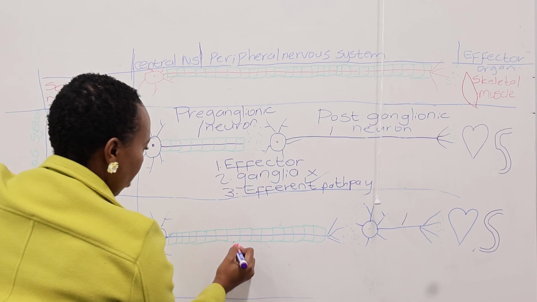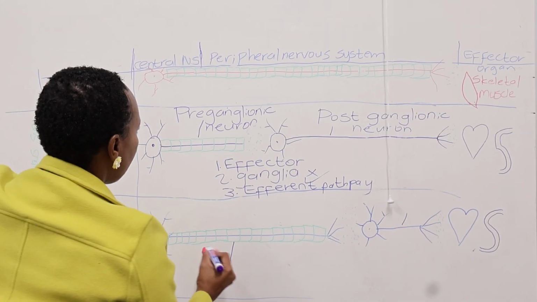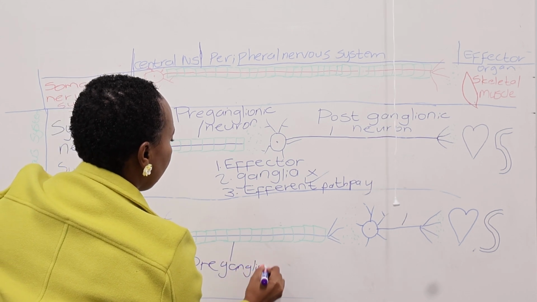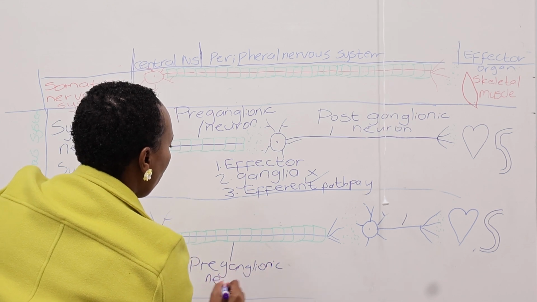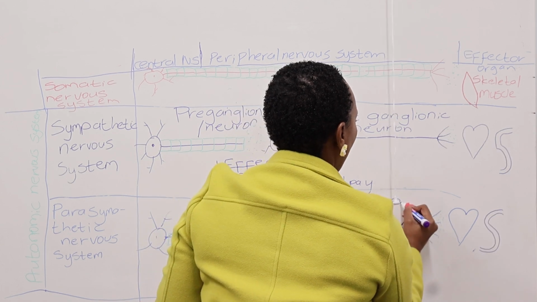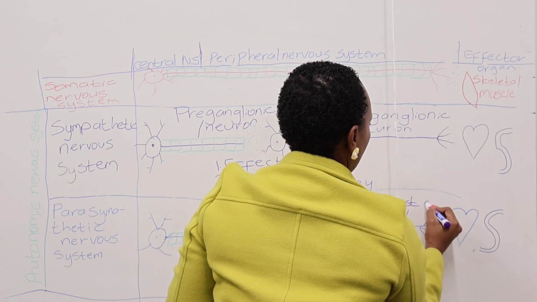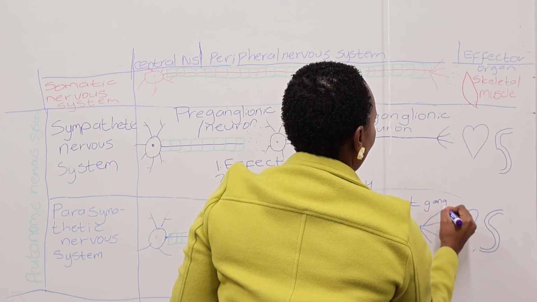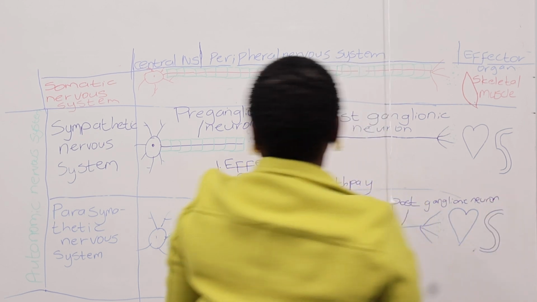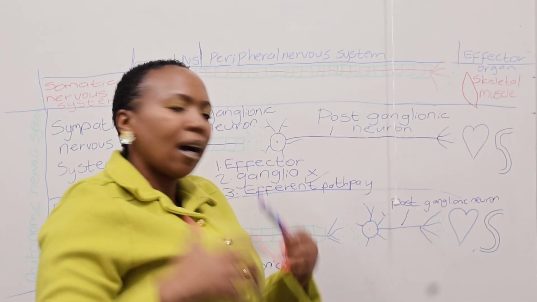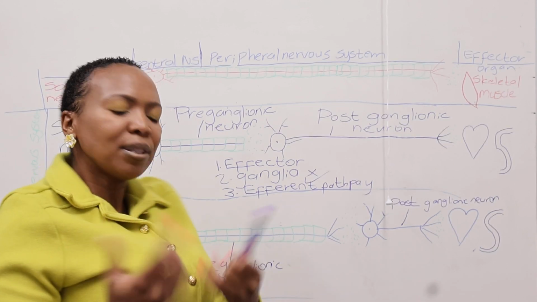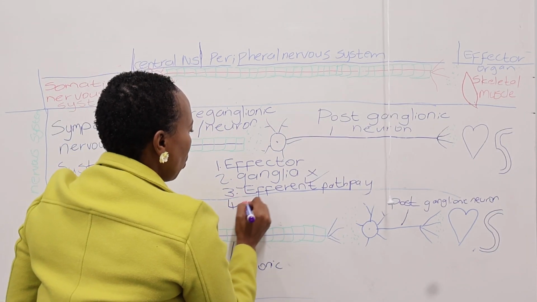The same labeling goes under the parasympathetic. We have the preganglionic neuron, and this one is the postganglionic neuron. Okay, so now we have given the differences in terms of the pathway. Now the last difference is in terms of neurotransmitter.